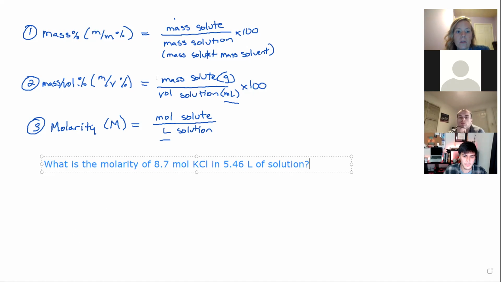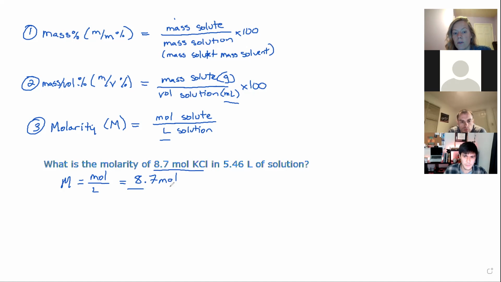Okay, so pretty basic here. It's asking for molarity. So molarity equals moles over liters. Hey, look at that, how nice, it's in moles for us. So we can right away plug that in: 8.7 moles for every 5.46 liters of solution. We divide those two numbers out and we get a value of 1.6, two sig figs again.